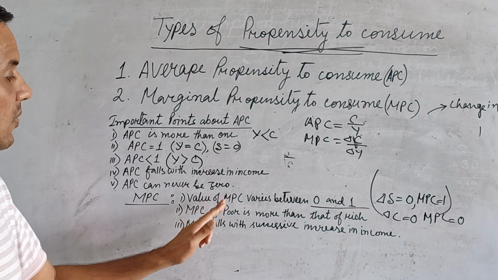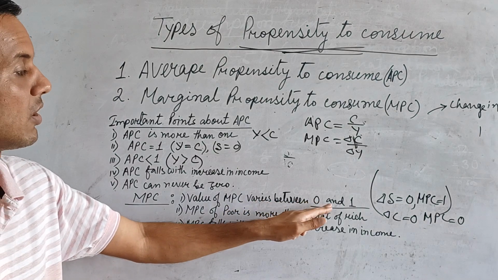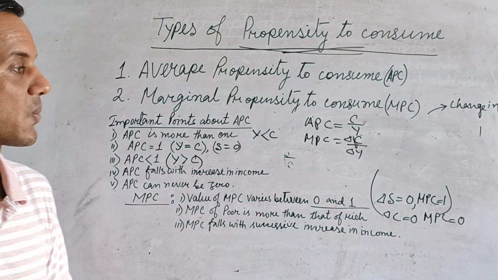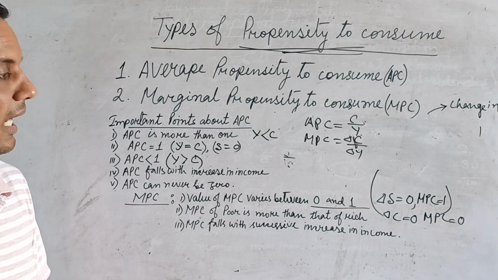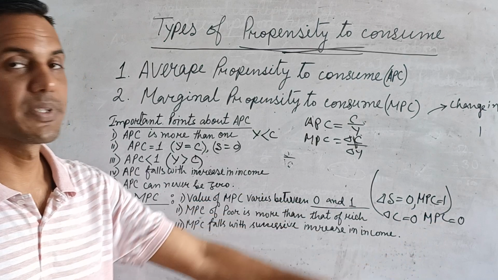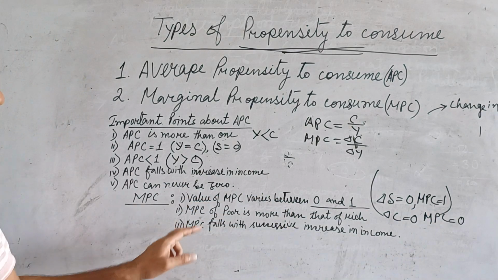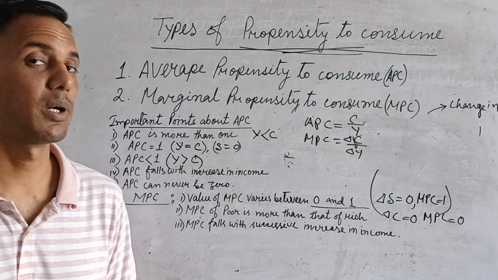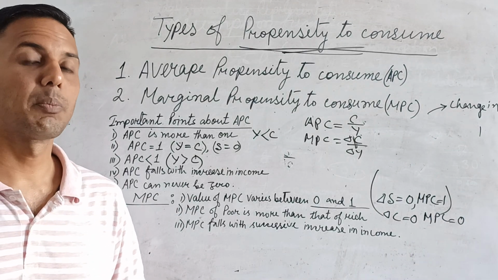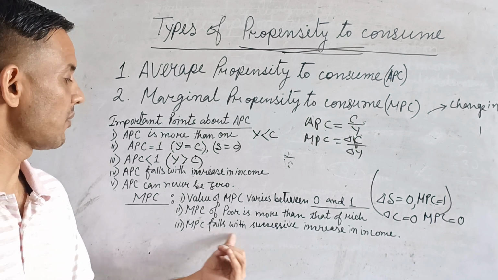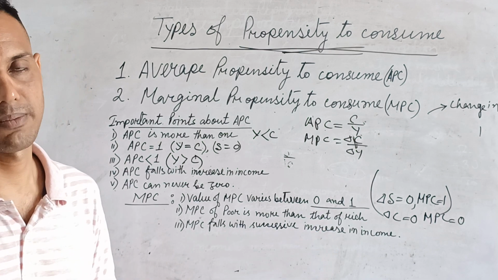Regarding MPC, the value of MPC varies between 0 and 1. When delta S is equal to 0, MPC is equal to 1, and when delta C is equal to 0, then MPC is equal to 0. MPC of the poor is more than that of the rich. It means in the case of poor people, the propensity to consume is very high compared to the rich. And last, MPC falls with successive increase in income.